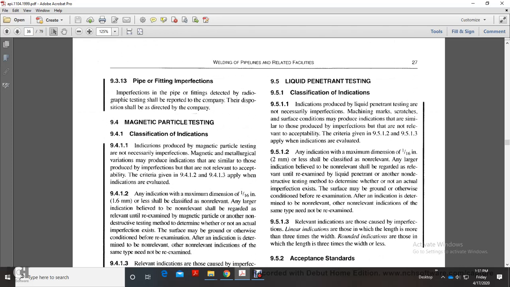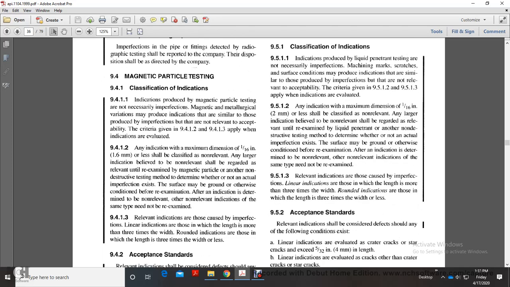Indications produced by magnetic particle testing are not necessarily imperfections. Magnetic metallurgic variations may produce indications similar to those produced by imperfections, but they are not relevant. The acceptability criteria in 9.4.2 and 9.4.3 apply when the indications are evaluated. Any indication with a maximum dimension of 1/16 of an inch or less is classified as non-relevant.